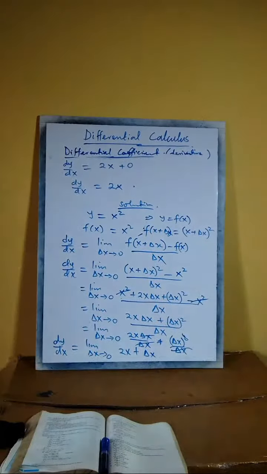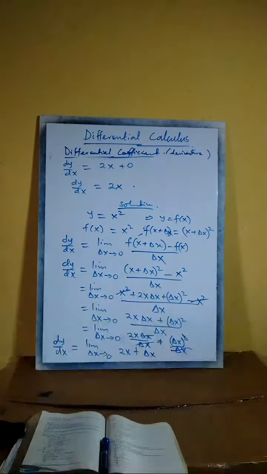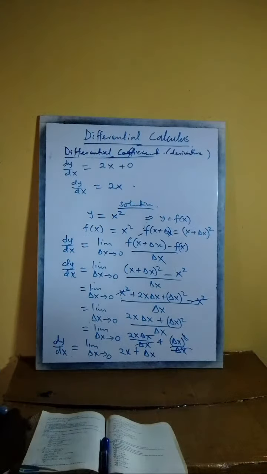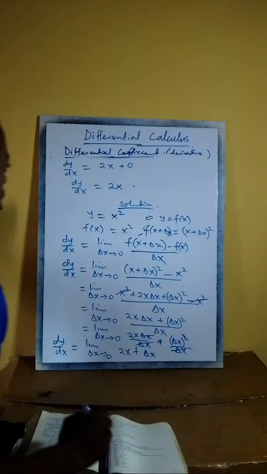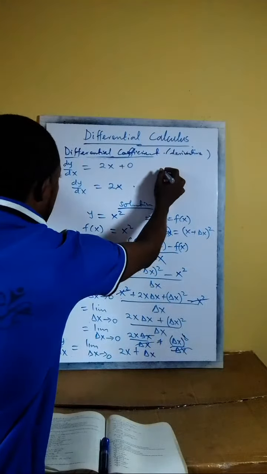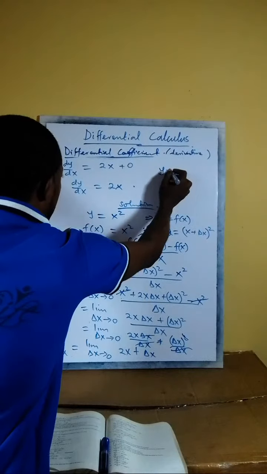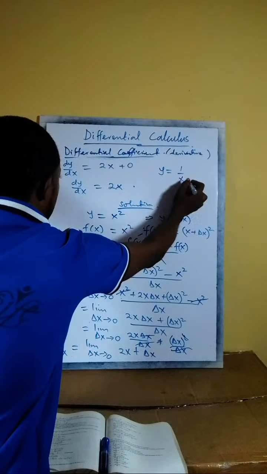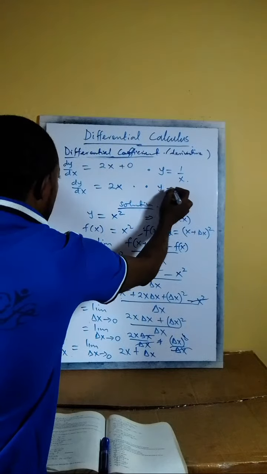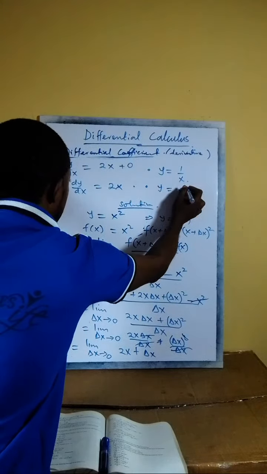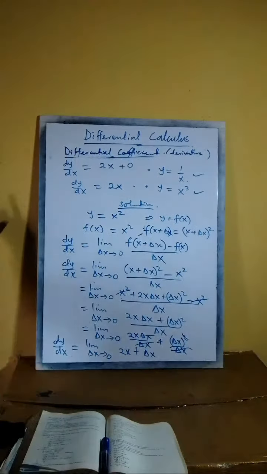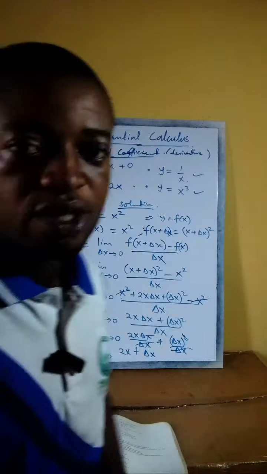Now let's look at this again in the next class. You can as well try this and differentiate from the first principle, given that y equals 1 over x. So this is the first one. And the second one, y equals x raised to power 3. So differentiate these two from the first principle before the next class.